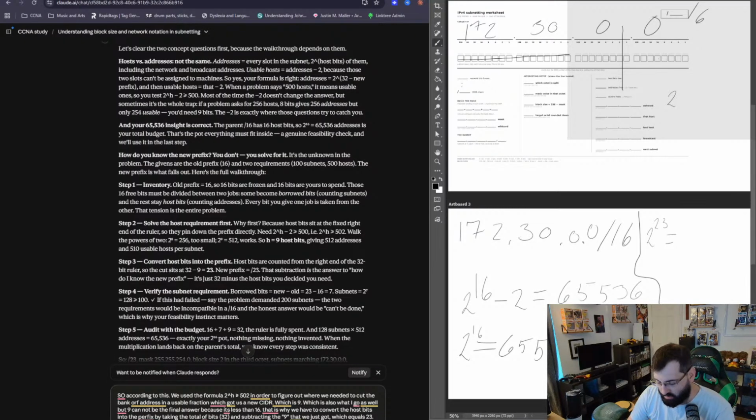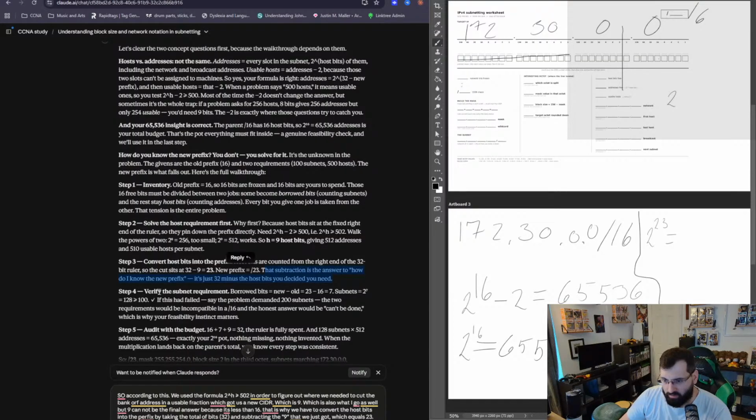So that means our new CIDR is slash 23. That subtraction is the answer to how do I know the new prefix. It's just 32 minus the host bits you decided you needed.